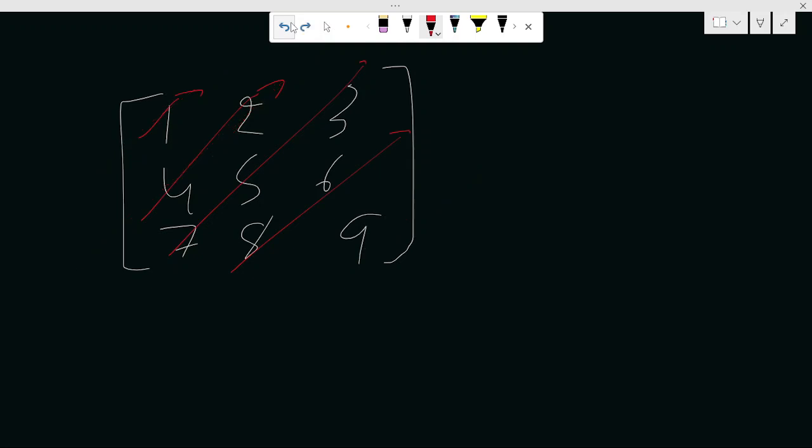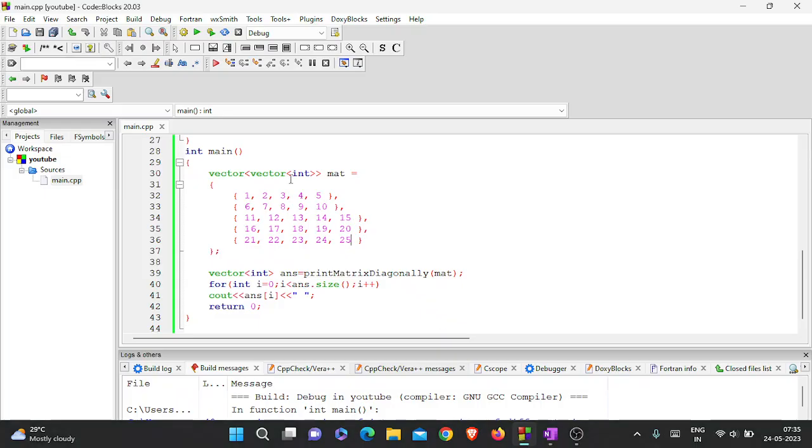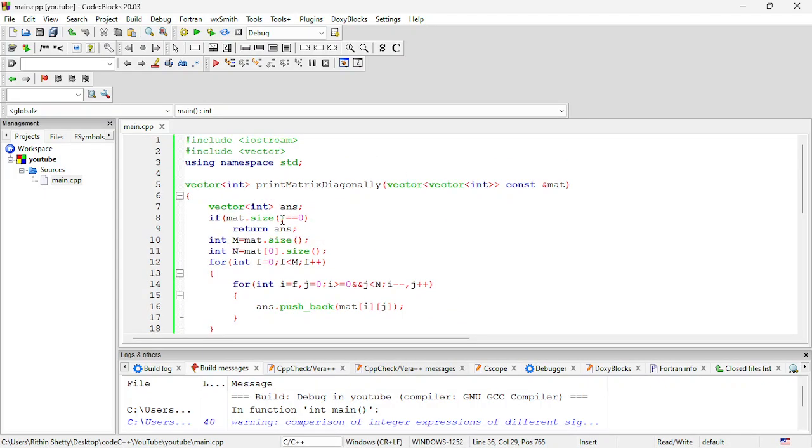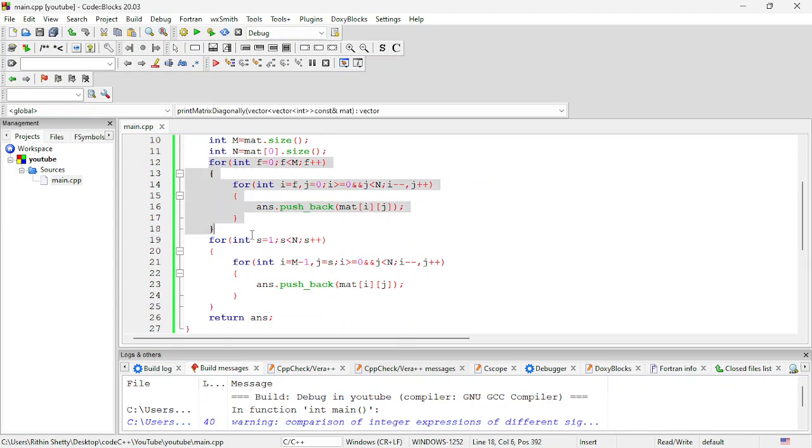Now I need to print in the opposite direction, right? Like this, like this, like this, then like this, then like this. So let us observe some pattern. In the previous code I am going to simply change that code. That's it. Again, two for loops I have printed. Now I am going to change that for loop.